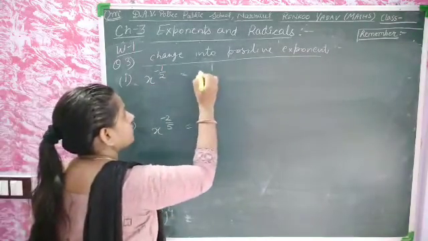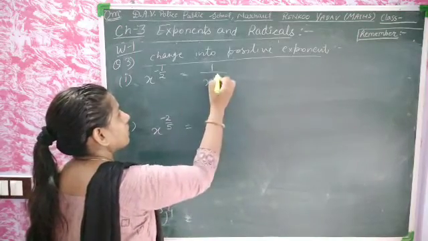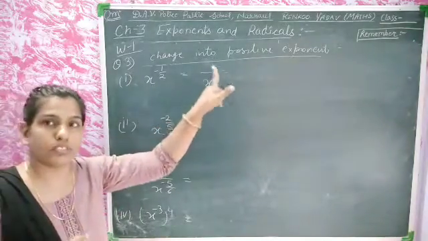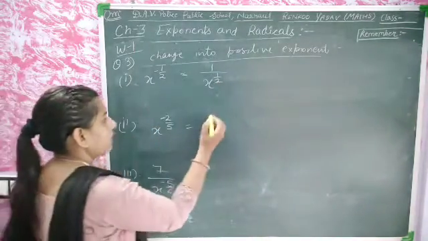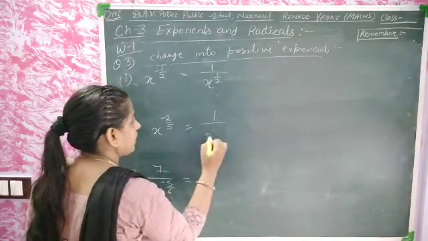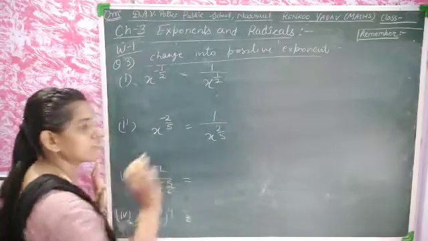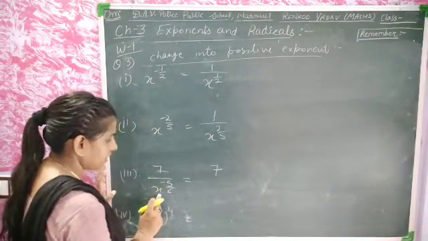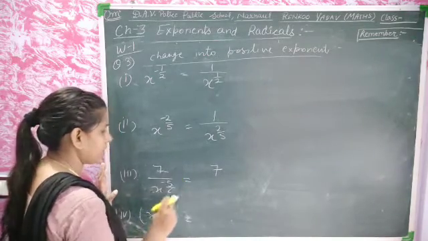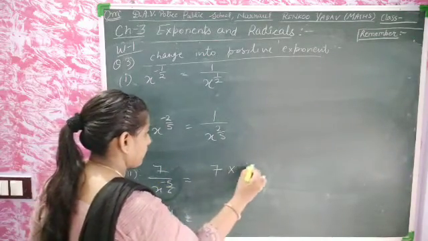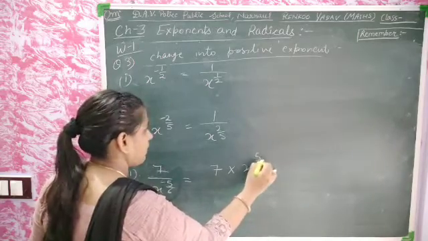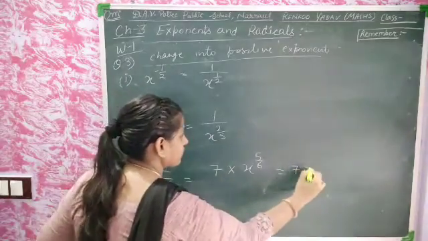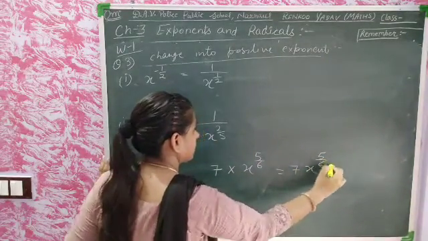Normal, it's the laws of exponents. According to the laws of exponents, it is equal to 1 divided by x to the power 1 by 2. Now it's positive. Yes, done. Now this is x to the power 2 by 5. It's the positive exponent. Done. Now change this into positive. This is here, and we have to change it into the positive. It will become the numerator into x to the power 5 by 6. It becomes positive. This is also written as x to the power 5 by 6.